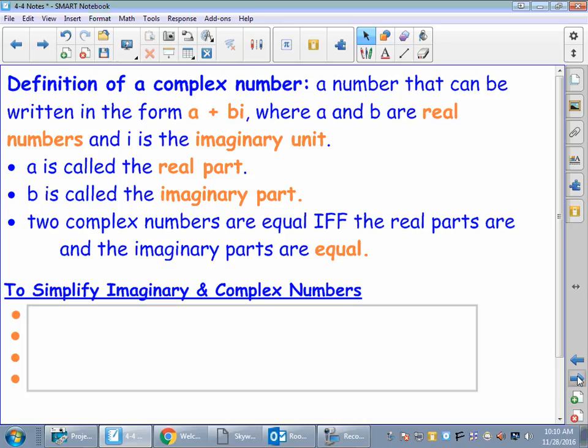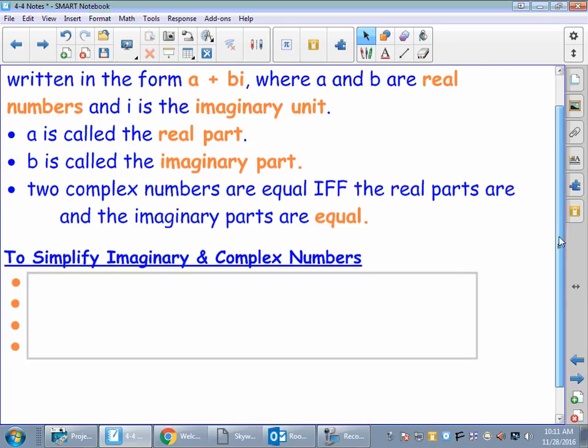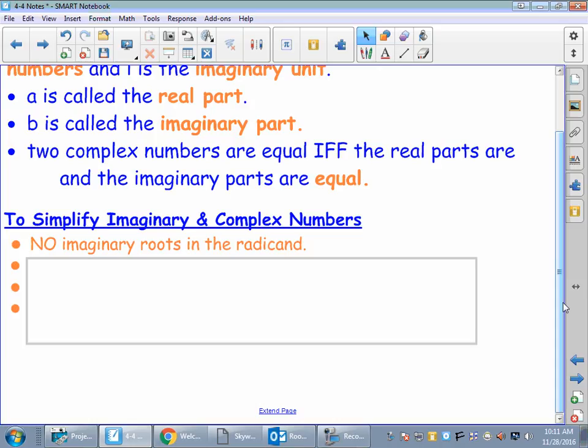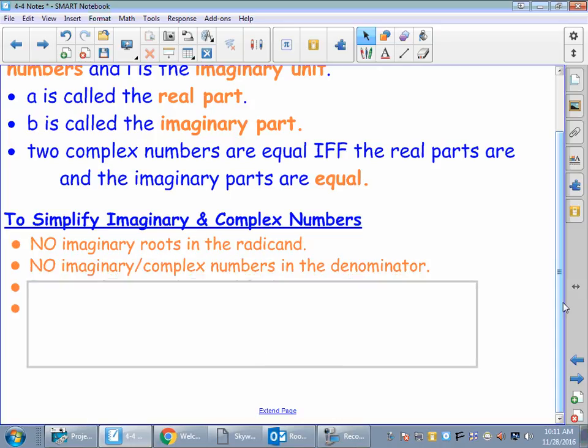So we're going to work with these rules, but there's a couple rules to simplifying these things. It kind of follows the rules of radicals. So I'll explain all this. We're going to do examples, but let's just go quickly through these. You can always pause. No imaginary roots in the radicand. Just like you have to take perfect roots out of the radical, you must take imaginary roots out. You can't leave a negative inside the radical sign. You cannot have imaginary or complex numbers in the denominator. If you have an i in the denominator, we need to get it out of the denominator.